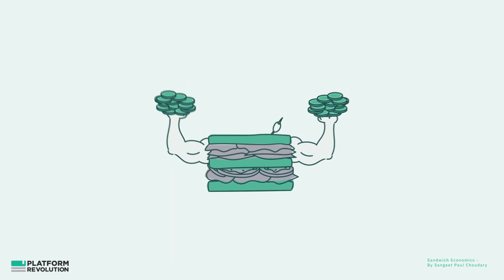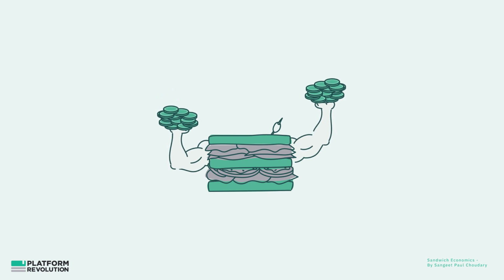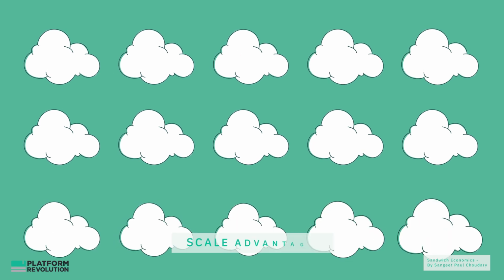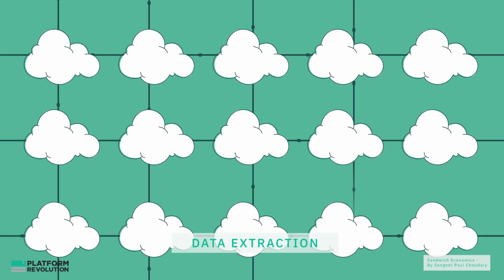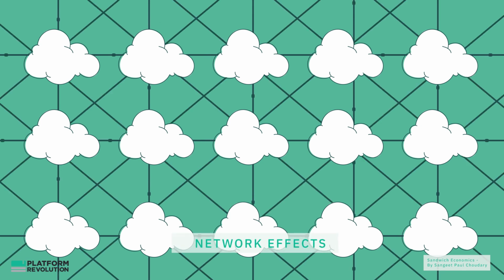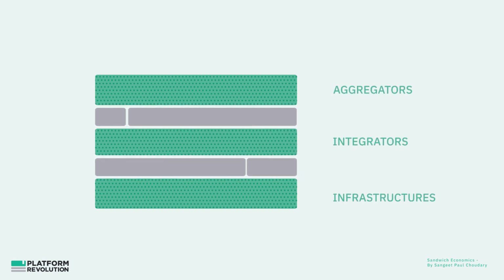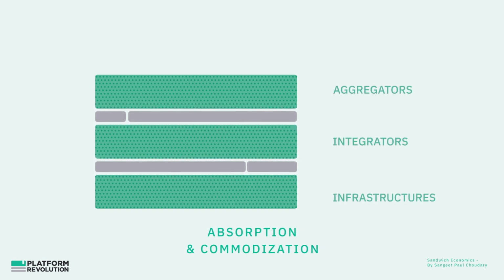How exactly do firms leverage sandwich economics towards greater power and profit? Dominant firms accumulate value through scale advantages, data extraction, and network effects. As these players scale out, they increasingly sandwich other layers in between through absorption and commoditization.